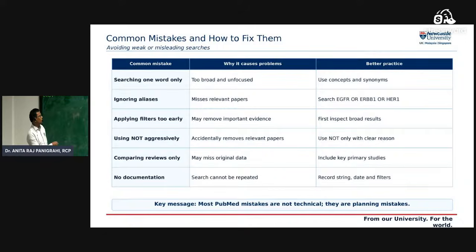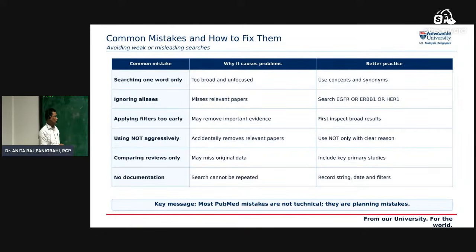And the previous one, yeah. Searching one word only is too broad. I think these are the ways of avoiding weak searches. Applying filters too early: don't apply them too aggressively. Of course, at the starting of my career, I used a lot of them and got lots of headaches. Then comparing reviews only and no documentation, because some people, when they want to write a review article, assume that if they collect only the review articles, this is what people do most of the time when they write literature reviews or thesis reviews. They collect only the reviews and assume that everything will be collected there. That's one of the mistakes that they make.